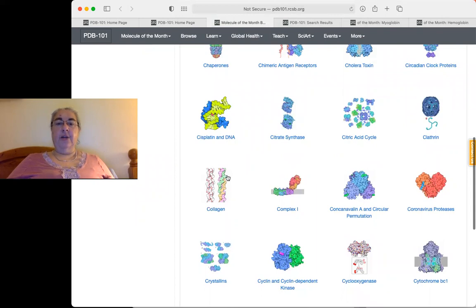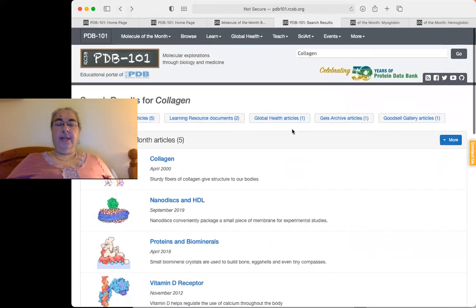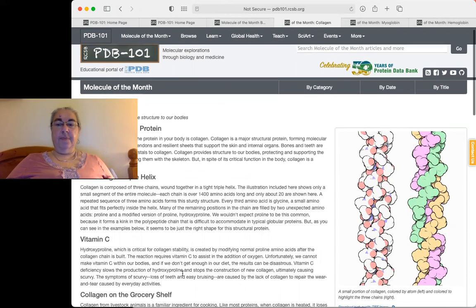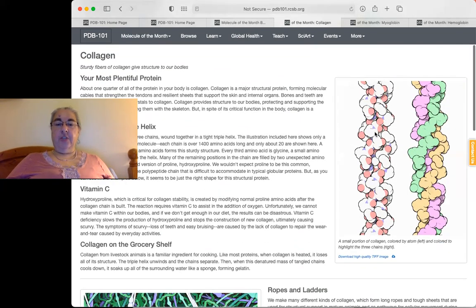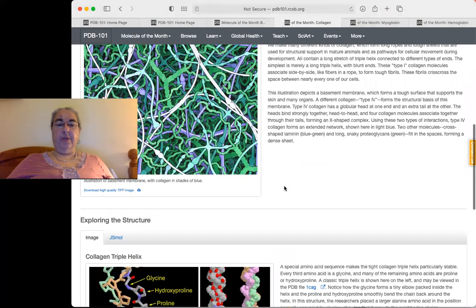Okay, so here is collagen. Here's what we see if we click on collagen. Here is a page all about collagen. So this is the molecule of the month page for collagen. You can see here information about collagen, and here is the structure of collagen.